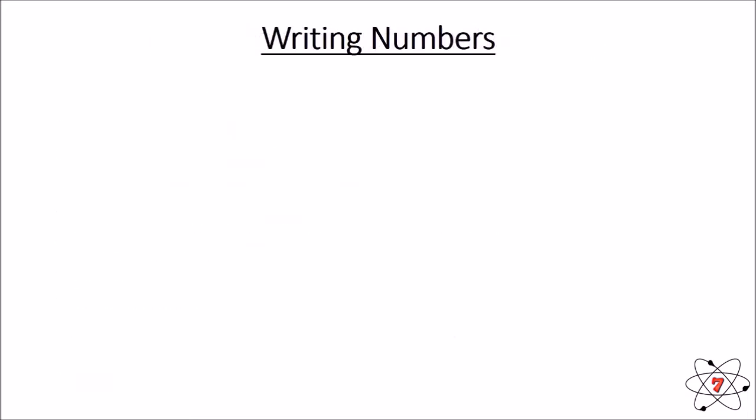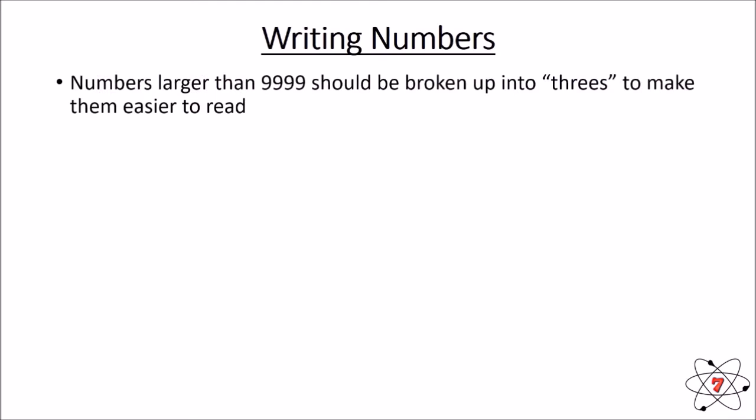The first thing is actually how to write numbers. Now this might seem very obvious, but we need to make sure we get it right. Numbers that are larger than 4 digits, so any number bigger than 9,999, need to be broken up into threes. This makes them easier to read. So, we've got the number 1 million here. It's not broken up at all. It's wrong. But we can have a million written like this. Now this is correct because it's broken up into threes.